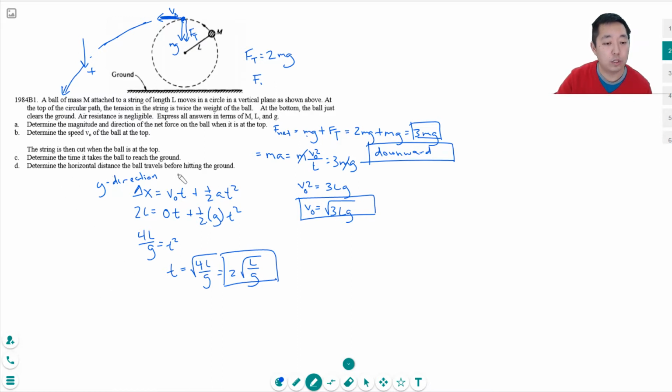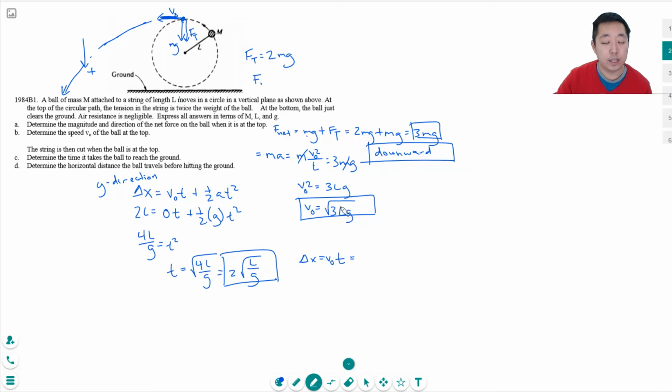Determine the horizontal distance the ball will travel before hitting the ground. Well, it's the time in the air times its horizontal velocity. That's the distance it's going to travel. So delta x is equal to v naught t, and there's no acceleration in the x direction, because once I've cut it, the ball is just in projectile motion.